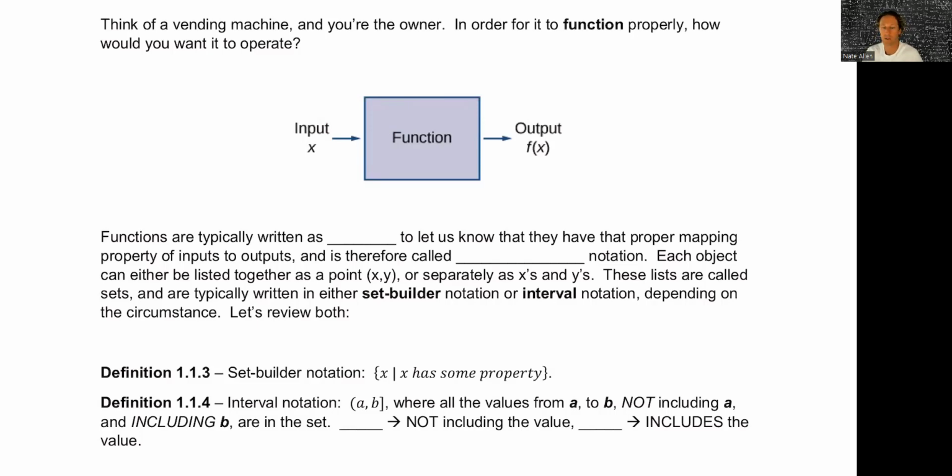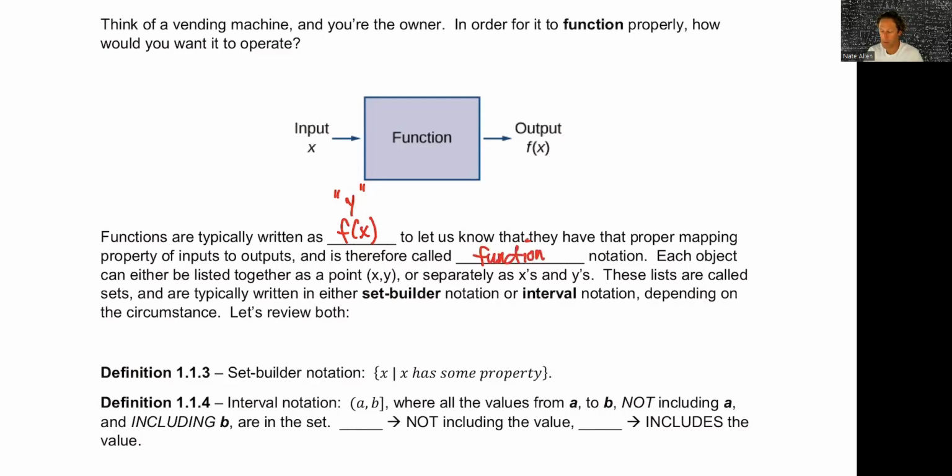Right, so functions we know are typically written as, instead of just the y value, we write f of x to let us know that in that function, we're going to put in some x, and that's what we will get out of that function, that f of x or y value. And it is therefore called function notation.